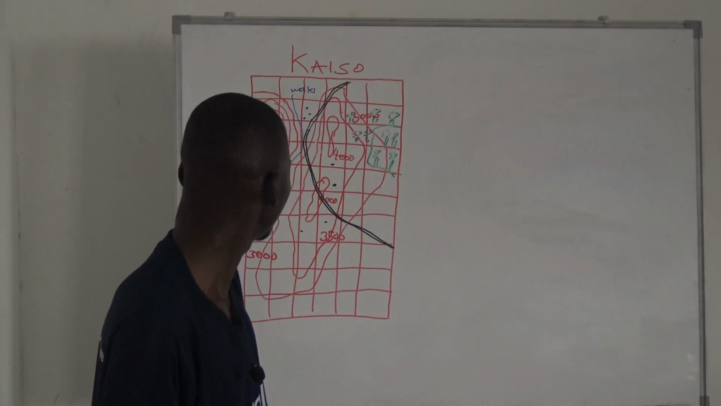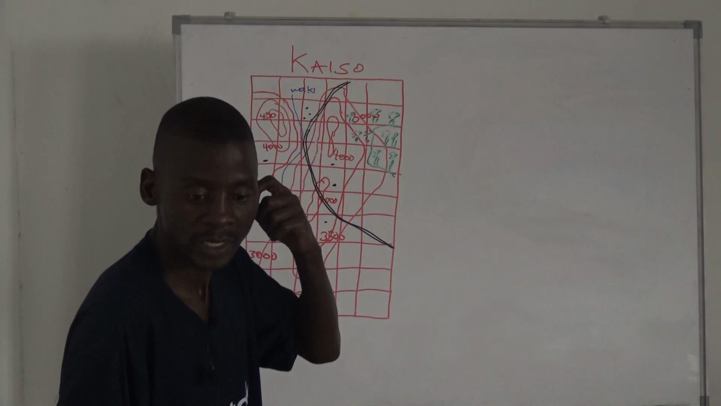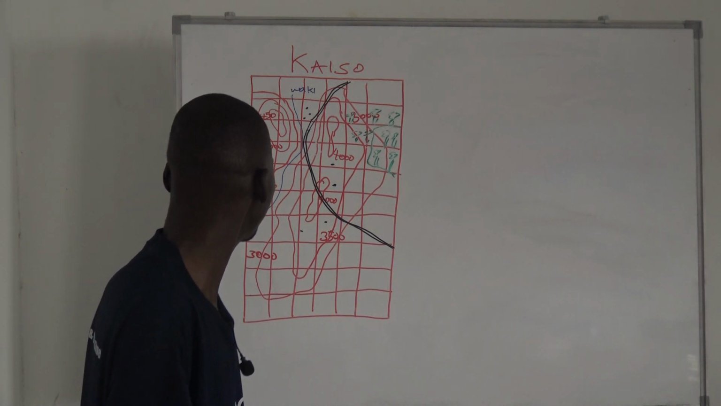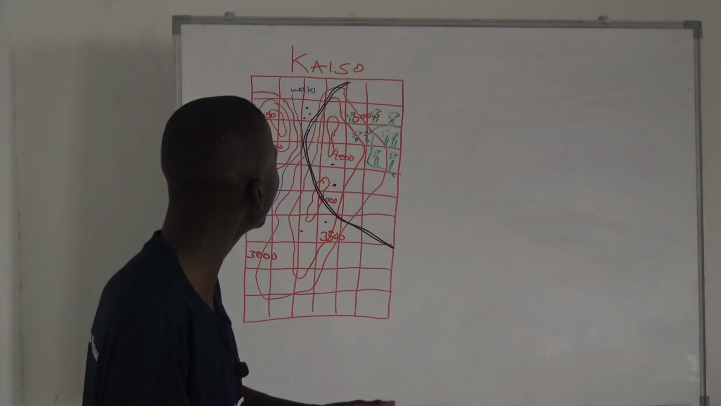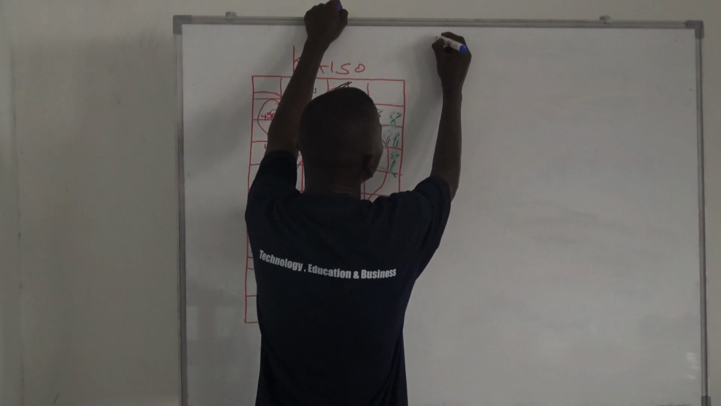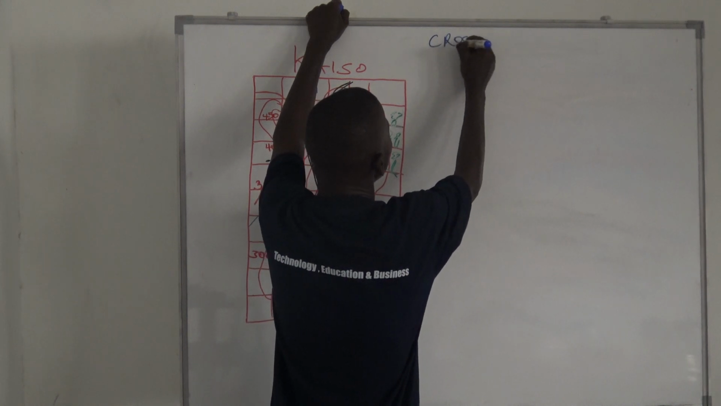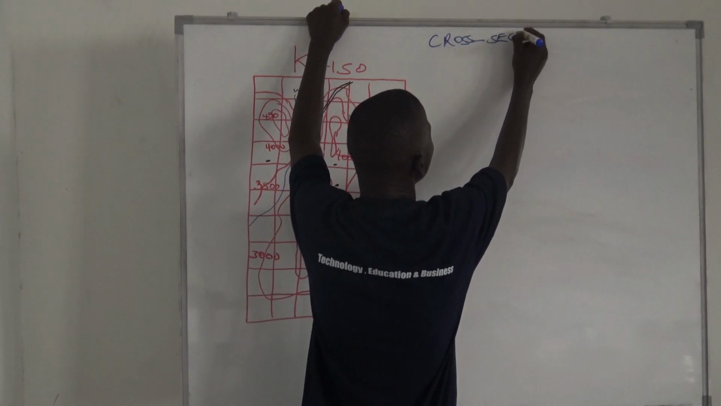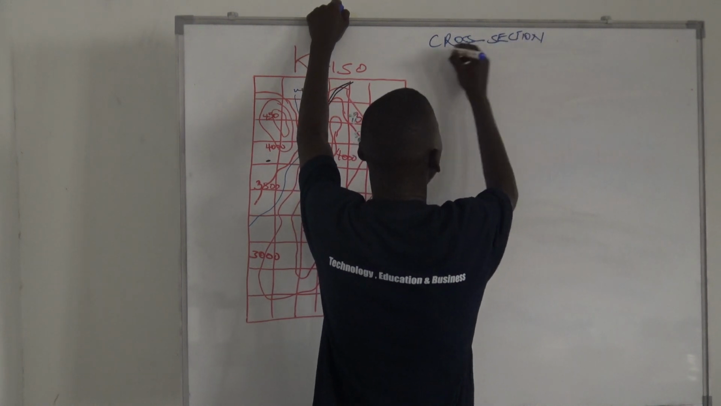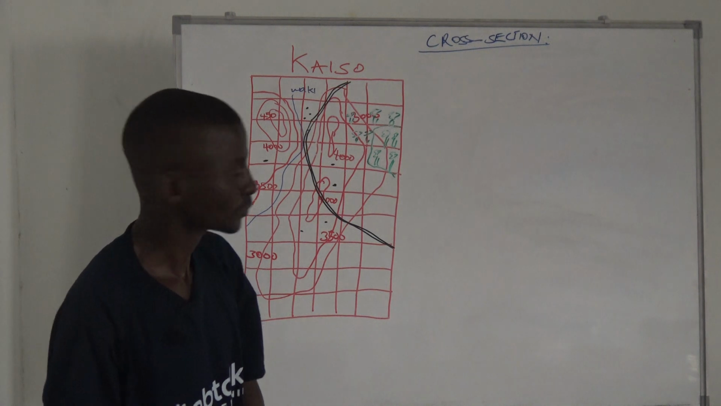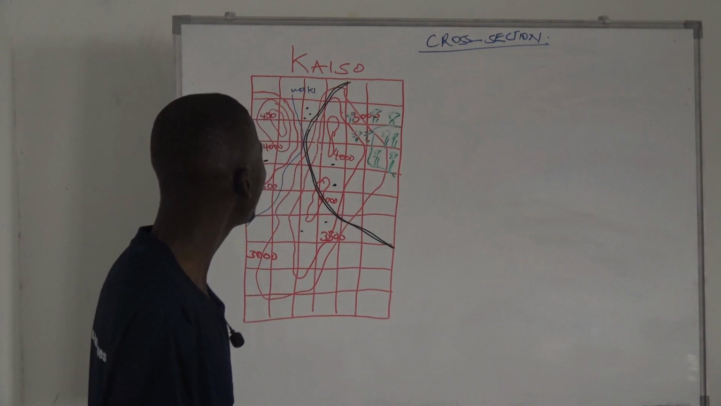Today we have a map extract with us here. So be attentive as we are going to cover another very important thing. We are going to learn how to draw a cross section. How to draw a cross section. So how do we draw a cross section?